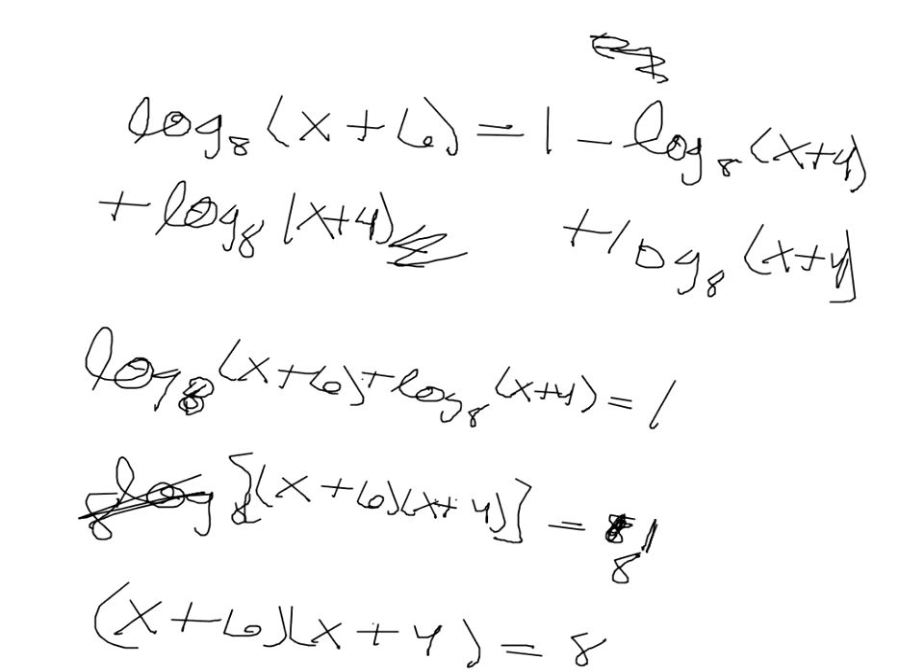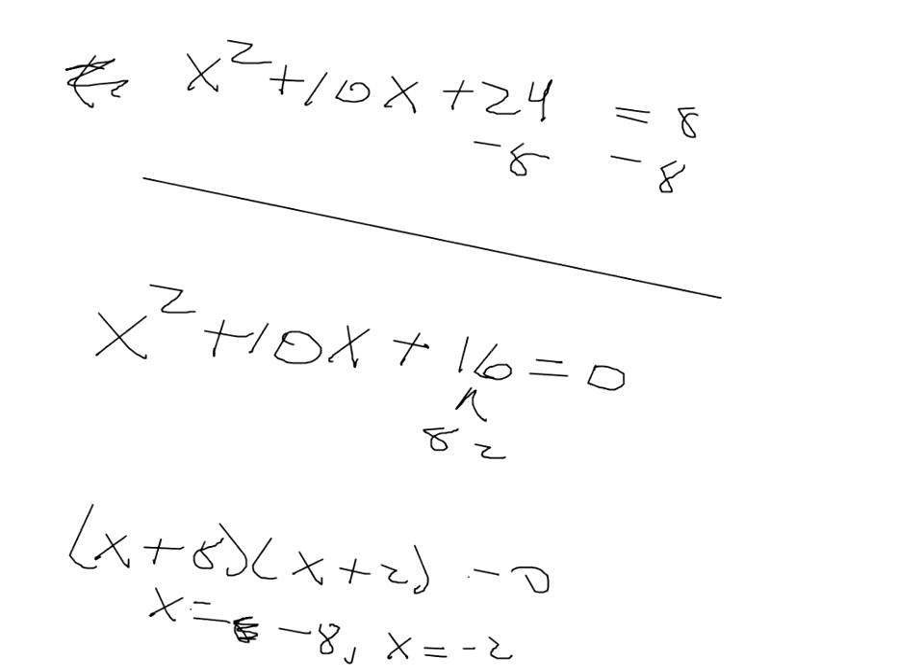Let's go back to the other side here. If x is minus 2, I'm going to get plus 4 and plus 2, so that's okay. But if I use minus 8, I'm going to get a negative here and a negative there. So x can't be negative 8 because I'd take the log of a negative. So my only solution is x equals minus 2. So I think that is what I wanted to show you for this video.